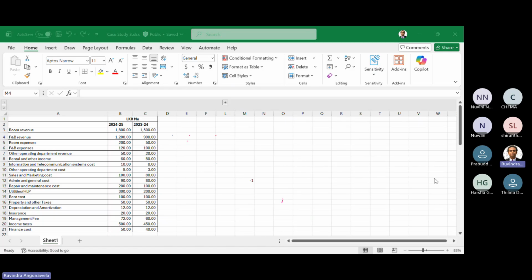Just a note, there will be certain line items that are not there, which in the P&L structure would have told you certain things are there, but not appearing here. So don't worry about them. Just keep it blank, okay?